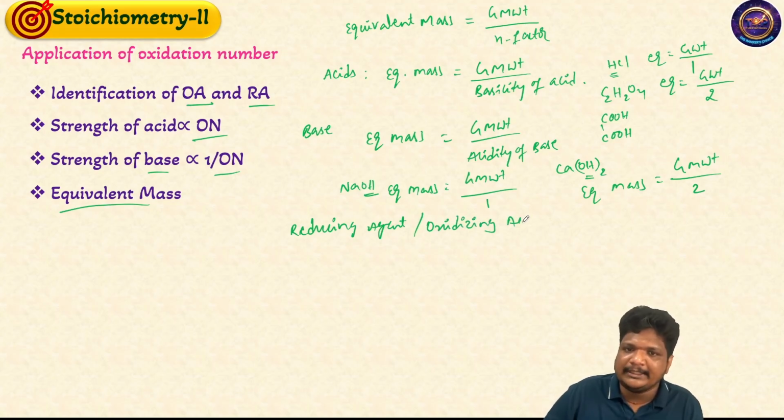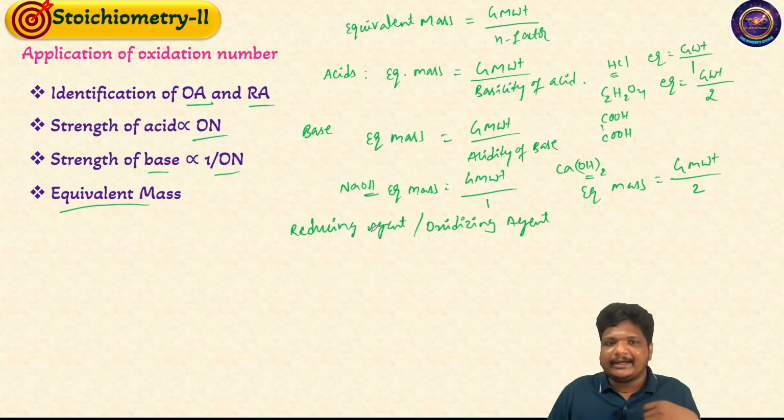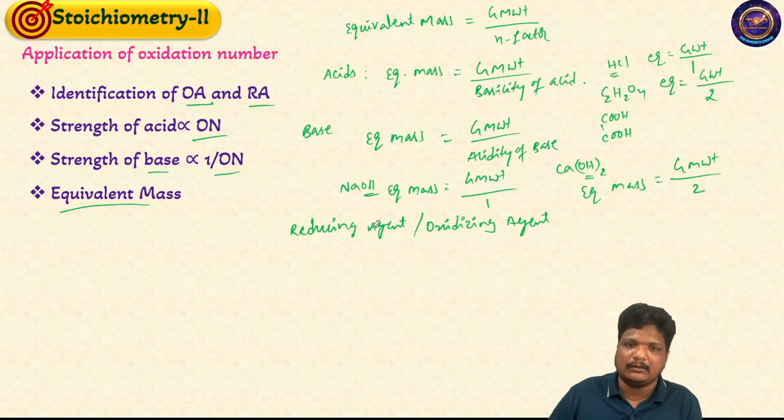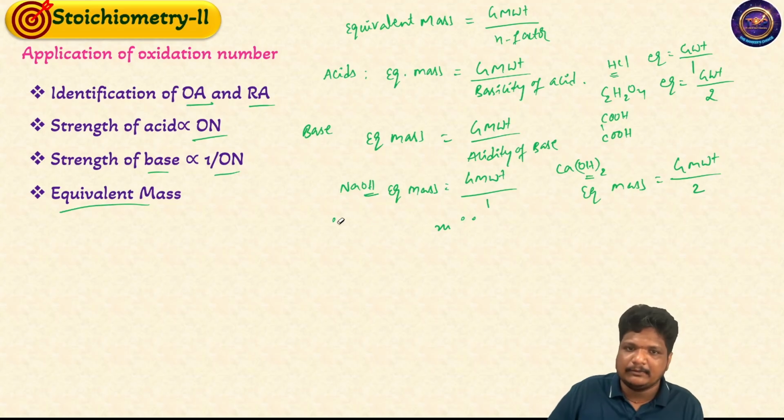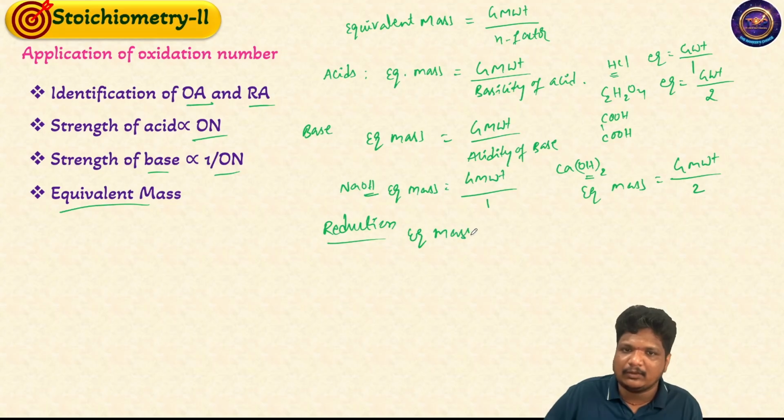సో రెడ్యూసింగ్ ఏజెంట్ కి ఆక్సిడైజింగ్ ఏజెంట్ కి మనం ఈక్వలెంట్ మాస్ ఎలా తీసుకుంటాం? రిడక్షన్ ఆఫ్ రియాక్షన్, ఆక్సిడేషన్ ఆఫ్ రియాక్షన్ తీసుకున్నాం ఇక్కడ సింపుల్ గా. రిడక్షన్ కి ఈక్వాలెంట్ మాస్ ఈజ్ ఈక్వల్ టు గ్రామ్ మాలిక్యులర్ వెయిట్ by number of electrons gained.